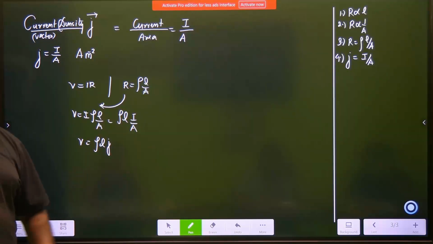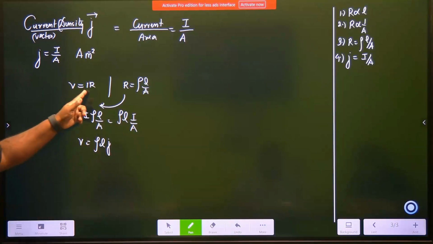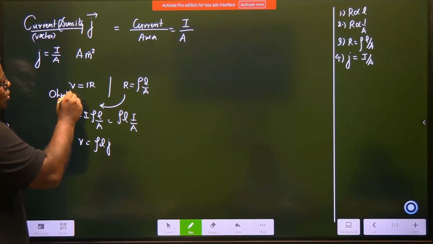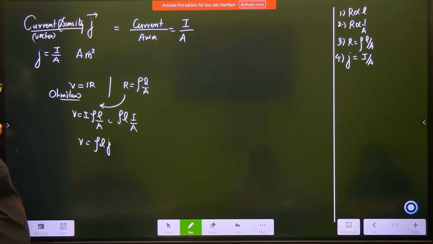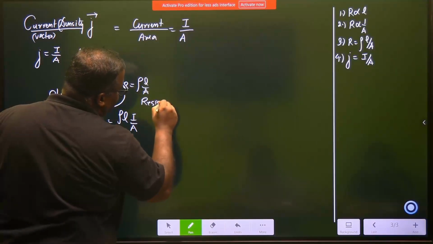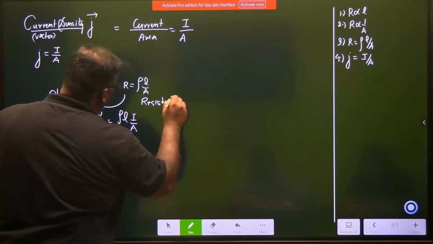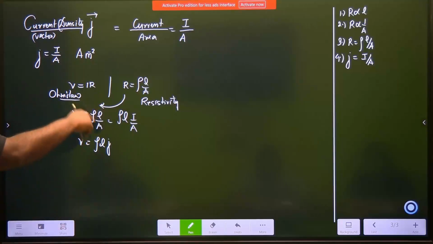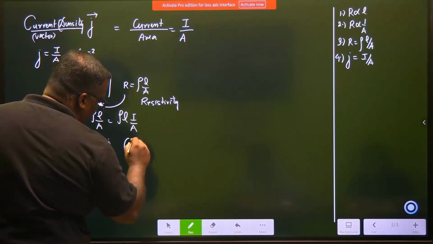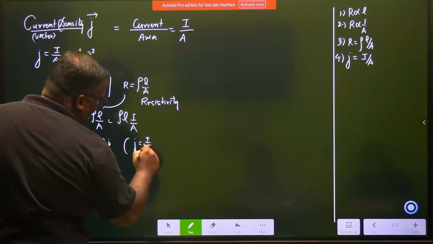I by A is J. V is equal to IR is Ohm's law. This is coming from Ohm's law that you studied in grade 10. That's called the macroscopic view of Ohm's law. This is coming from the definition of resistivity. You have just plugged in this one, and here you have just brought in J is equal to I upon A.